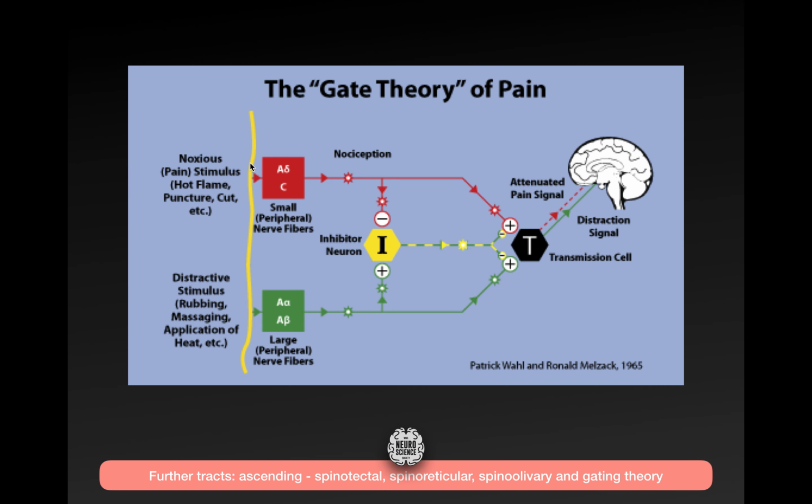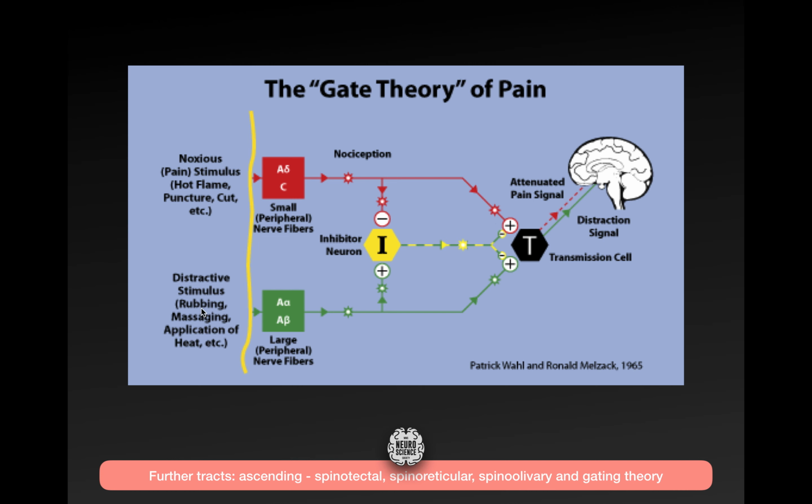Okay? But as well as doing this, these A delta and C fibers send information to the central nervous system and to a peripheral inhibitor neuron, right? But they turn off the inhibitor neuron because I want the central nervous system to know I'm in pain.